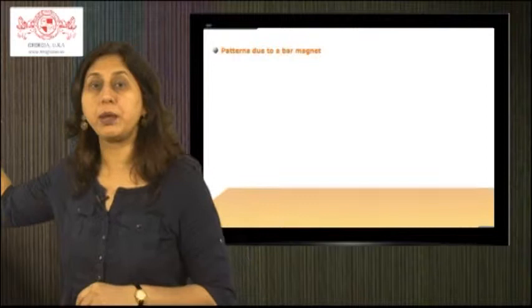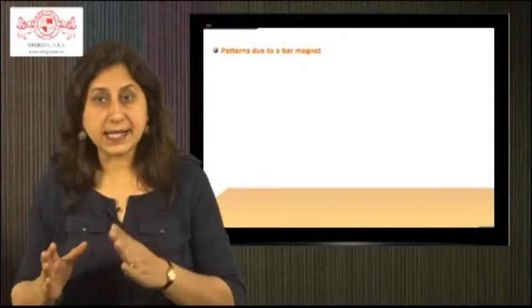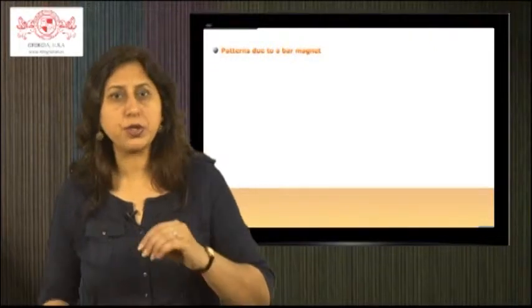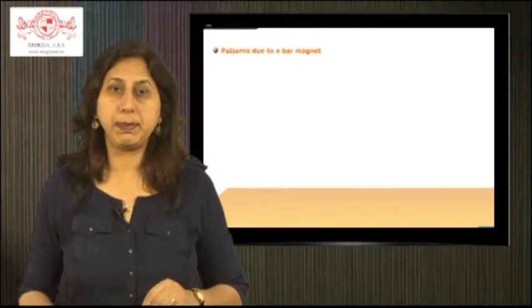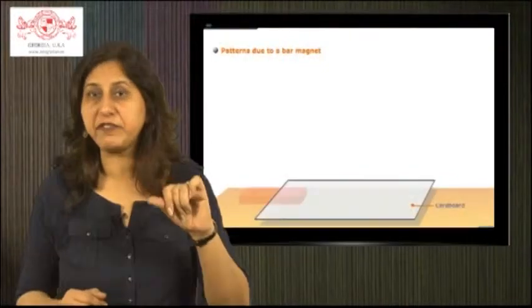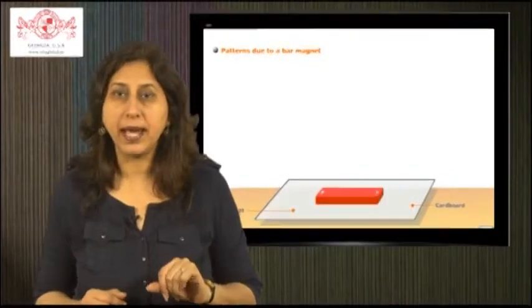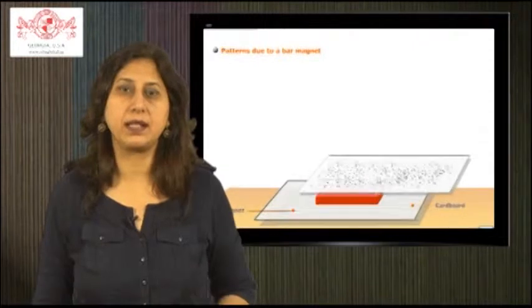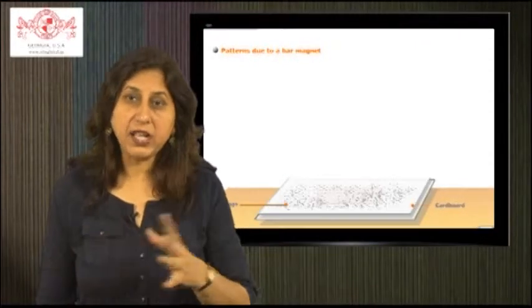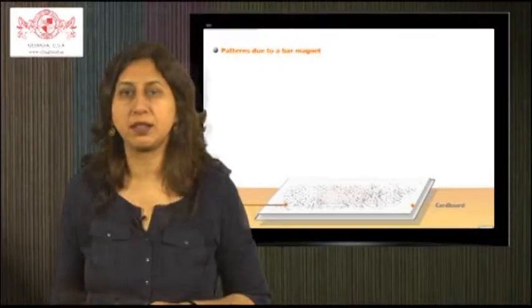Patterns due to a bar magnet. Let us now study the nature of magnetic lines of force due to a bar magnet. Place a bar magnet on a cardboard. Sprinkle some iron filings on a piece of paper and place it on the magnet. Tap the paper gently. The iron filings arrange themselves in this pattern.